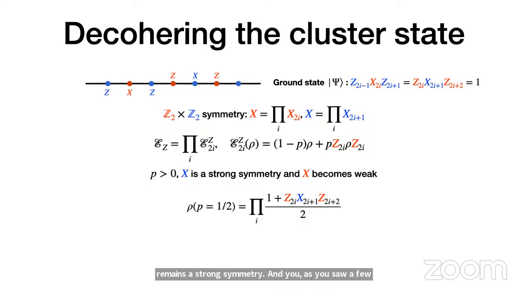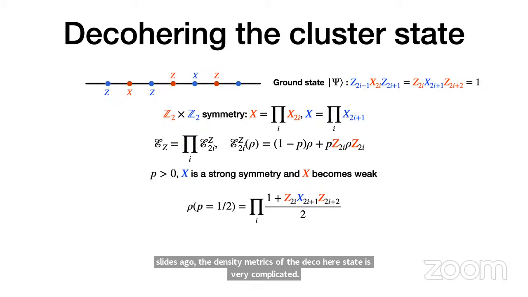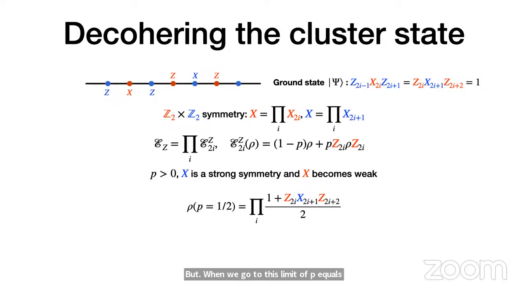And in general, as you saw a few slides ago, the density matrix of the decoherent state is very complicated. But when we go to this limit of p equals 1/2, the kind of strongest channel, the maximal strength, then there's a simple expression of the mixed state. It's just the product of these projectors. Okay.